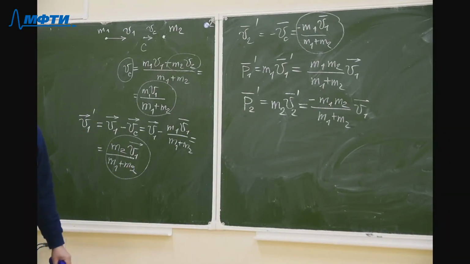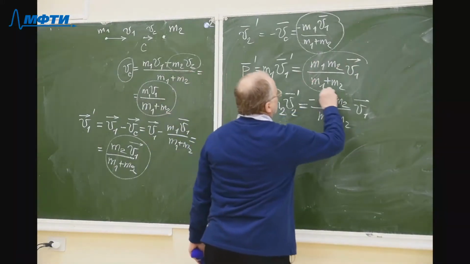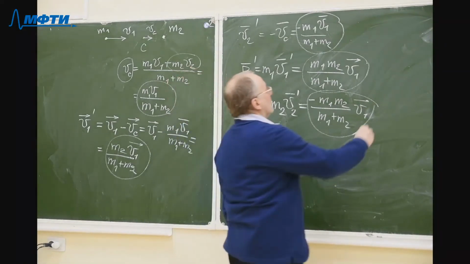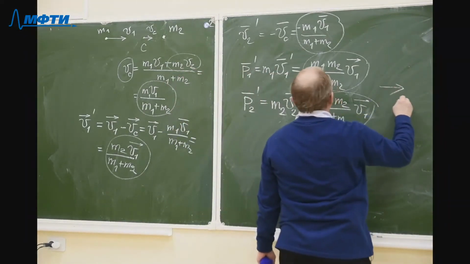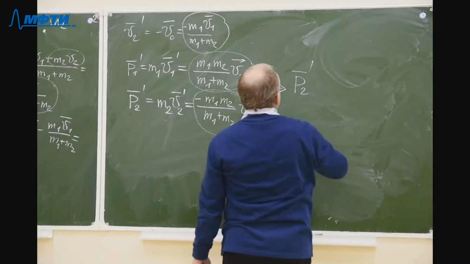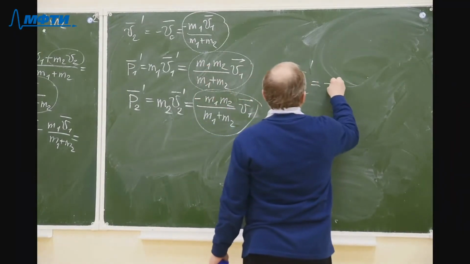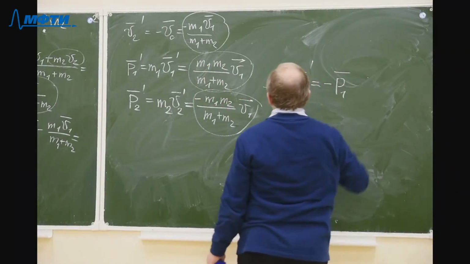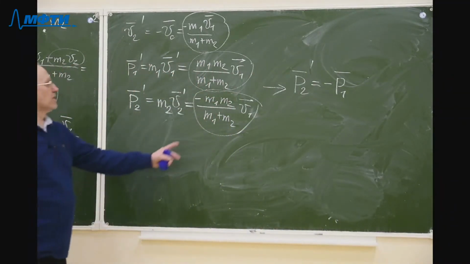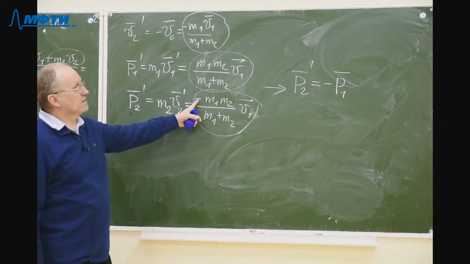So what can you say about these two expressions? This is the momentum of the first particle, and this is the momentum of the second particle. You can easily derive from here that the momentum of the second particle, as viewed from the system of the center of mass, equals minus the momentum of the first particle. These expressions are equal in magnitude and oppositely directed due to this minus sign.